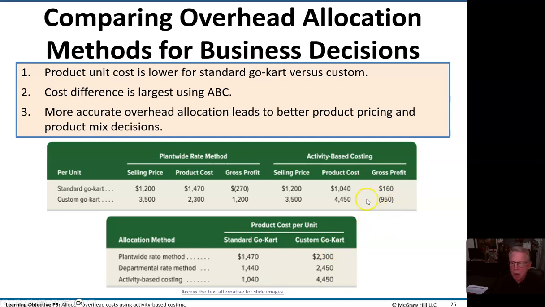And the custom go-kart, the selling price remains the same, but the product cost is substantially more using activity-based costing, which results in a gross profit, a negative gross profit, shall we say. And so that is a fairly nice depiction of when activity-based costing might be more useful in helping you make better product pricing decisions and product mix decisions.